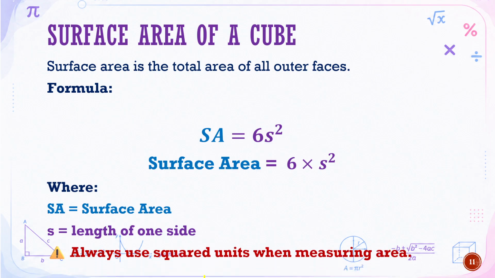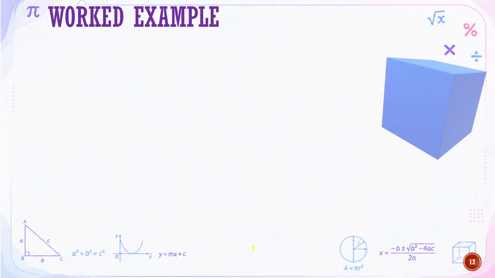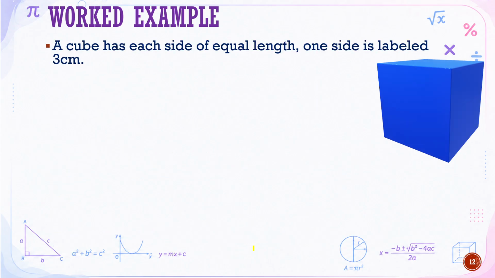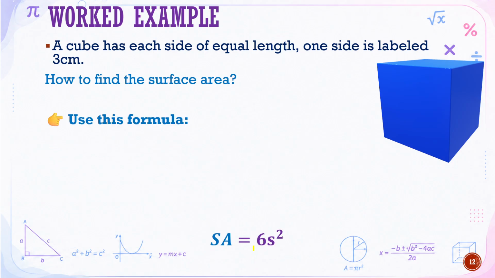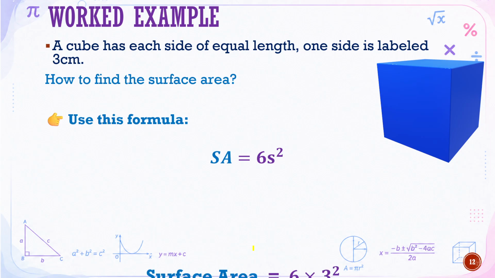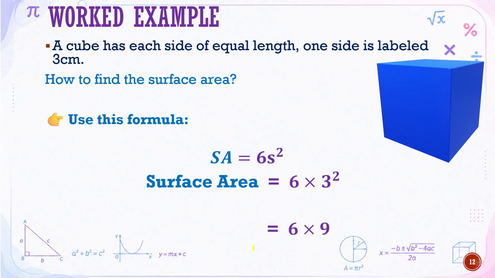Alright, let's take a look at worked example. So you have this square faced cube, right? Where you have how many square faces? 6 square faces. A cube has each side which is equal to the length of 3 centimeter. Now to find the surface area, that is the total area of the outer faces of this cube, our formula is SA is equals to 6 multiplied by side square. So what is S? S is 3 centimeter here.